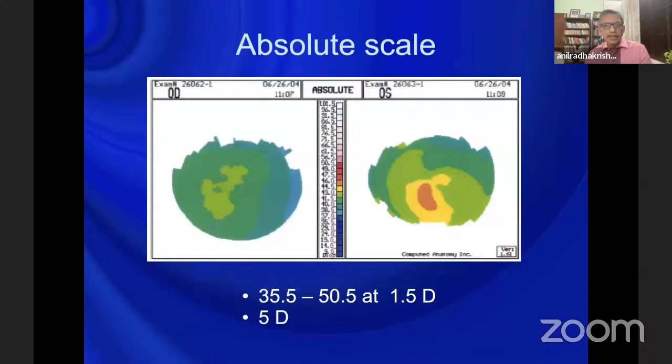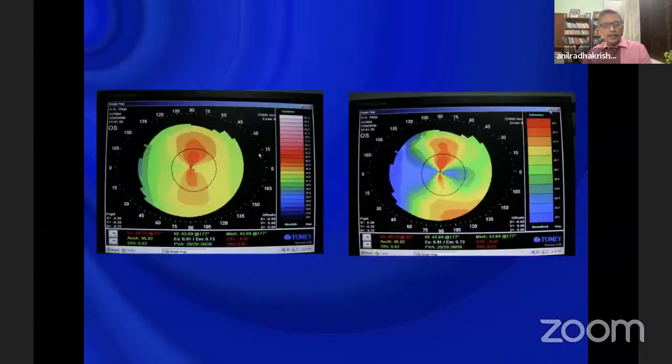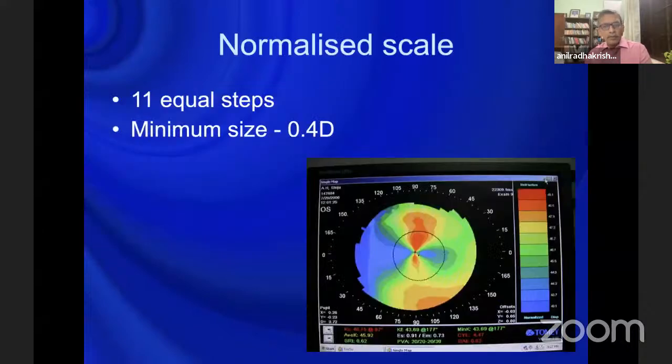So in the absolute scale, you have these corneal dimensions anywhere between 35.5 to 50.5. There is a change of color happening at 1.5 diopters. Beyond that, it is happening at 5 diopters. There is also a normalized scale, which I'll come into later. Okay, so I'll just tell you about the normalized scale.